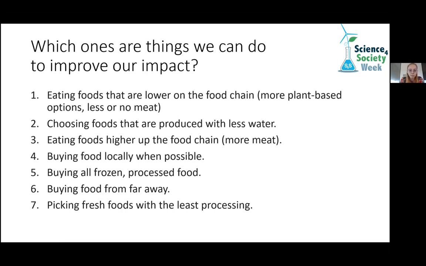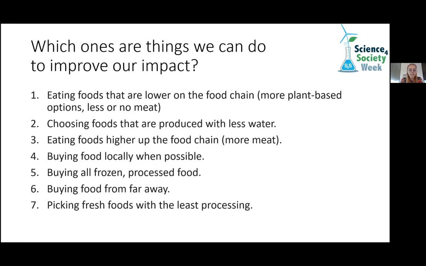So number one, eating foods that are lower on the food chain, which means eating more plant-based options with less or no meat. Is that something we can do to improve our impact? Number two, choosing foods that are produced with less water. Is this something we can do to improve our impact?